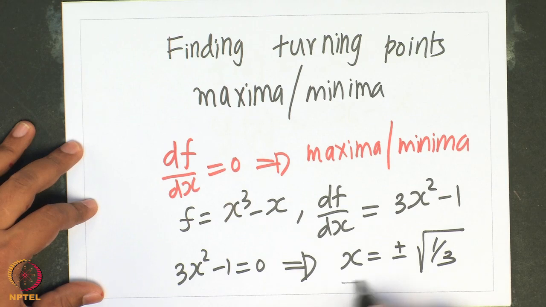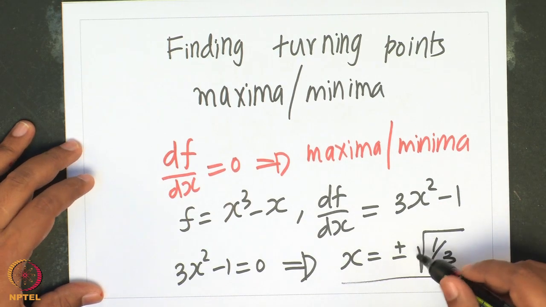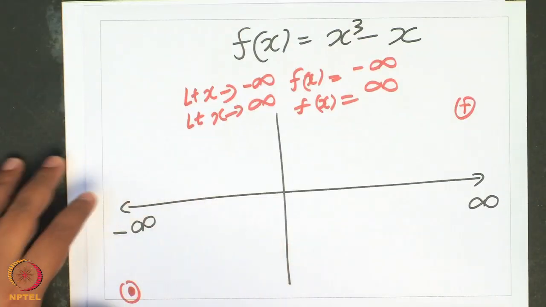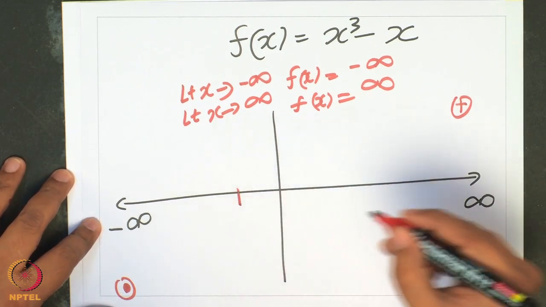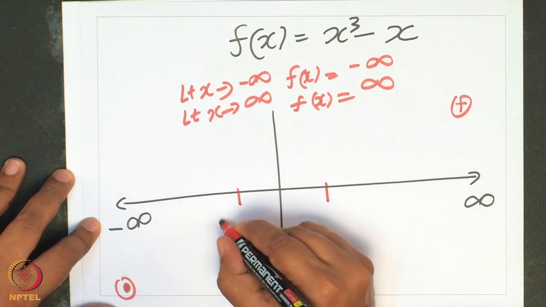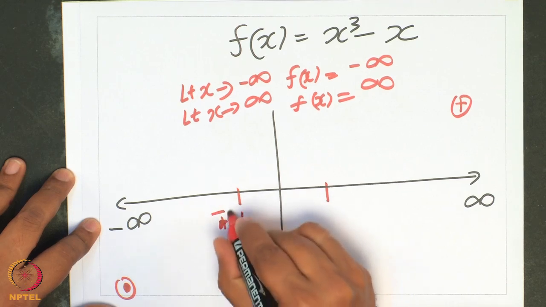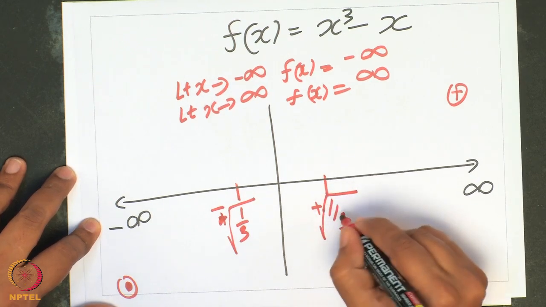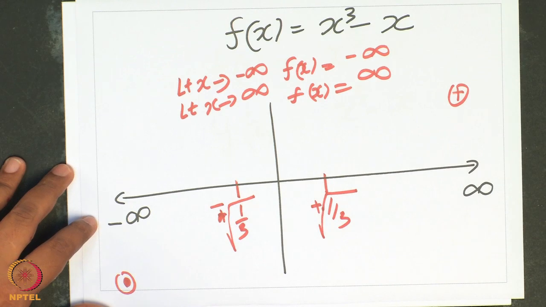So these are the 2 points where we will have 2 turning points, which is basically root 1 by 3. So let me draw here: this is minus root 1 by 3, and this is plus root 1 by 3. So these are the 2 points where the function will turn.